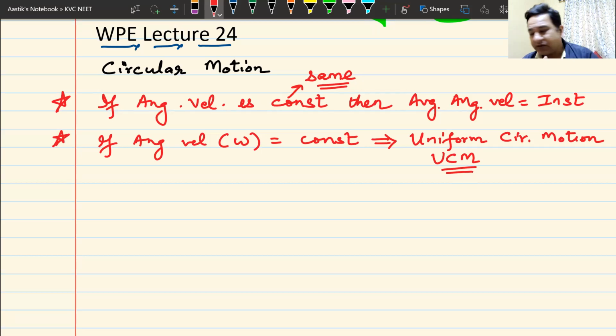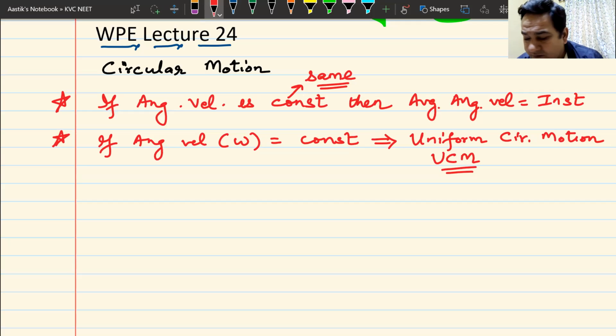If your angular velocity is constant, then your motion is known as uniform circular motion. In short, you can call it UCM. Do we all understand this? Can I have some raised hand that we understand this? Uniform circular motion. Your angular velocity is constant, the motion becomes uniform circular motion.